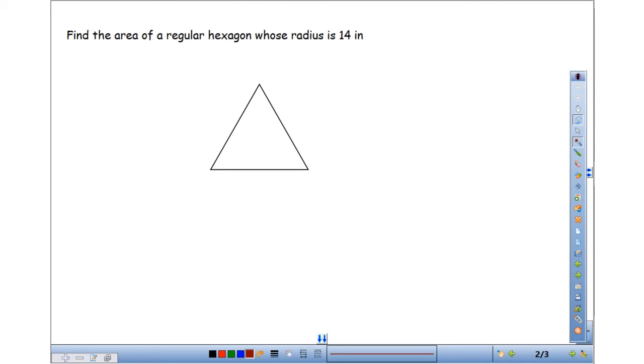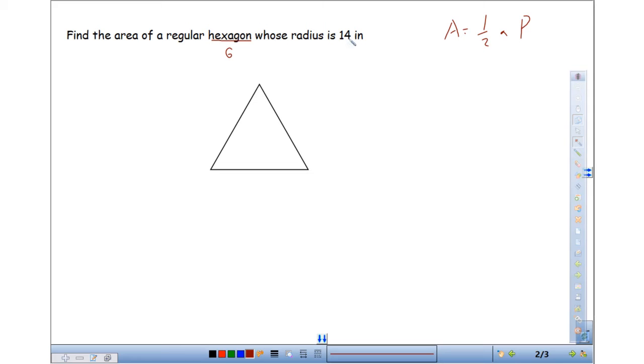All right, for this problem, we're going to find the area of a hexagon. This time I don't have it drawn. I'm just going to draw my triangle. A hexagon we have to know is 6 sides. That helps us. Okay, so our formula is area equals 1/2 apothem times perimeter.